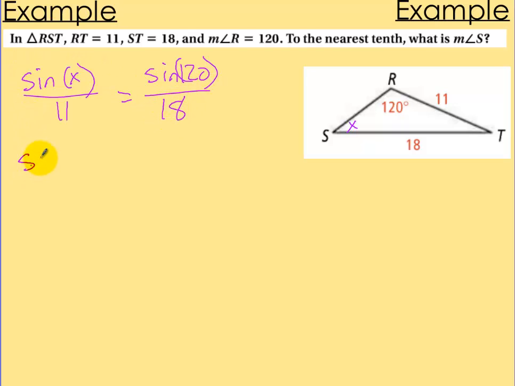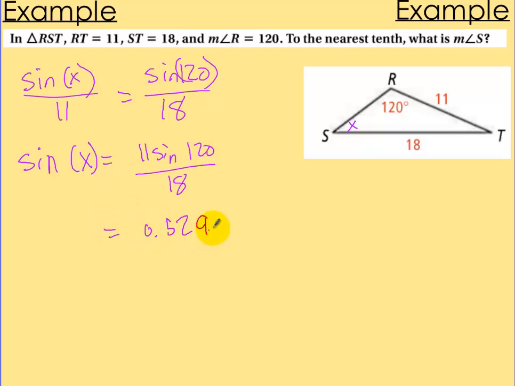So I can rearrange this. Sine of X is going to equal, multiplying both sides by 11, 11 sine of 120 over 18. So I'm going to plug that in: 11 times sine of 120 divided by 18. And that comes out to, I'm going to call this 0.529 for now. So sine of X equals that.